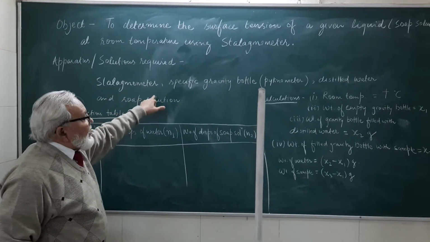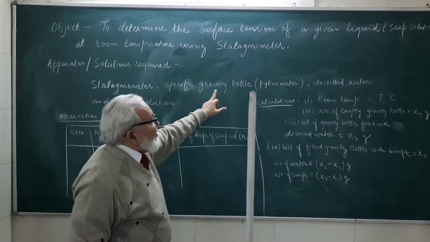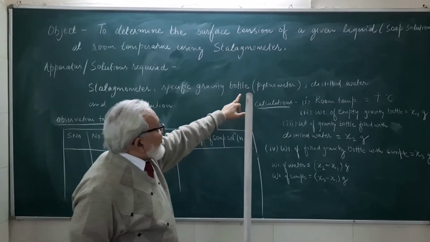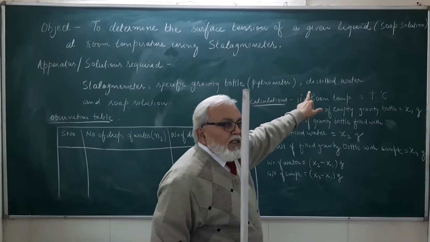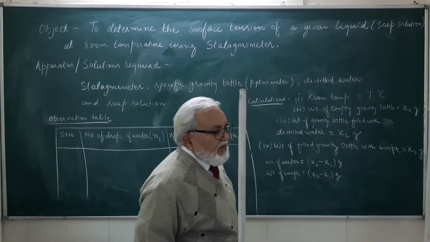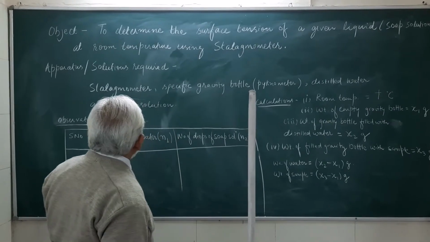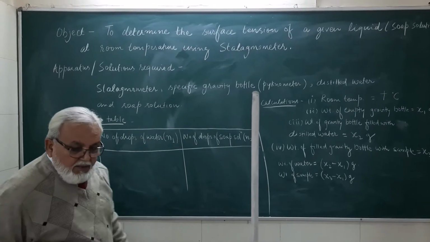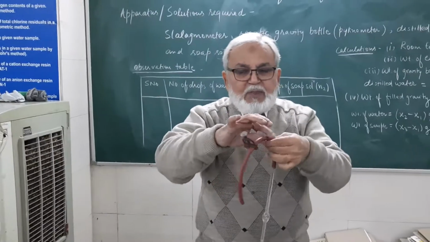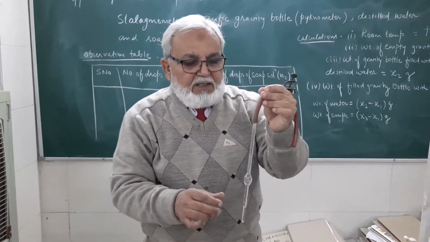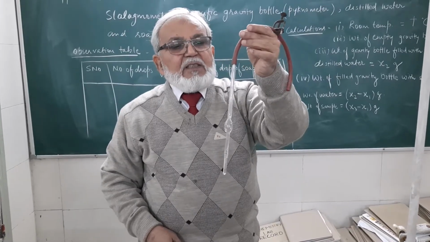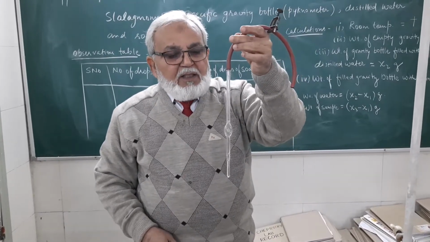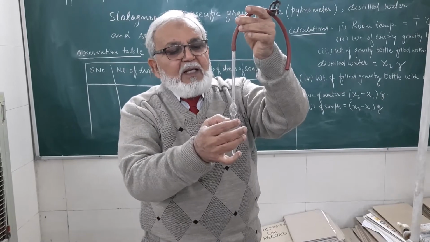Stalagmometer, specific gravity bottle, which is also known as pycnometer, distilled water, etc. This stalagmometer, as you can see, is a tube-like structure which is graduated and it has a capillary at its bottom.